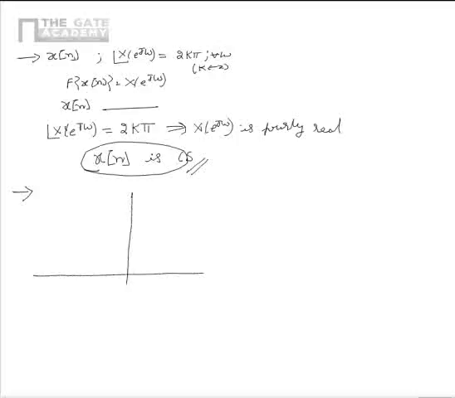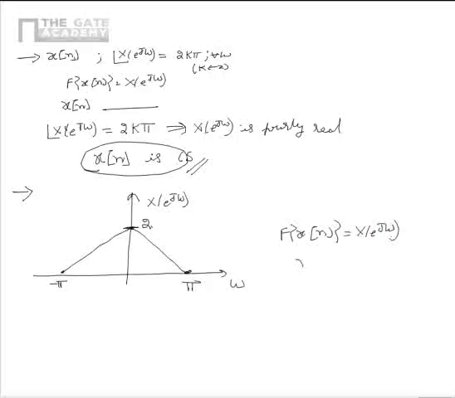Now let us consider another problem, as per which the DTFT of a signal is plotted as shown. The DTFT is present in the range of minus pi to plus pi, and it takes a value of 2 at omega equal to 0. Please note that x of e power j omega that is plotted is the DTFT of a discrete time signal x of n. We have to find the value of the signal x of n at n equal to 0.